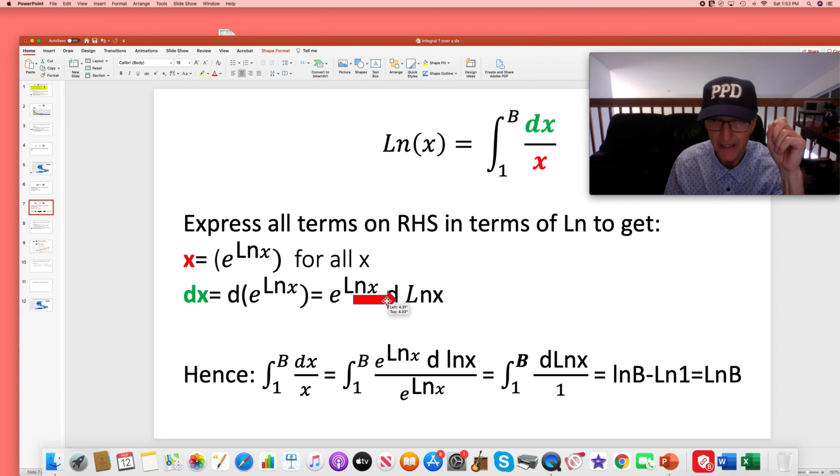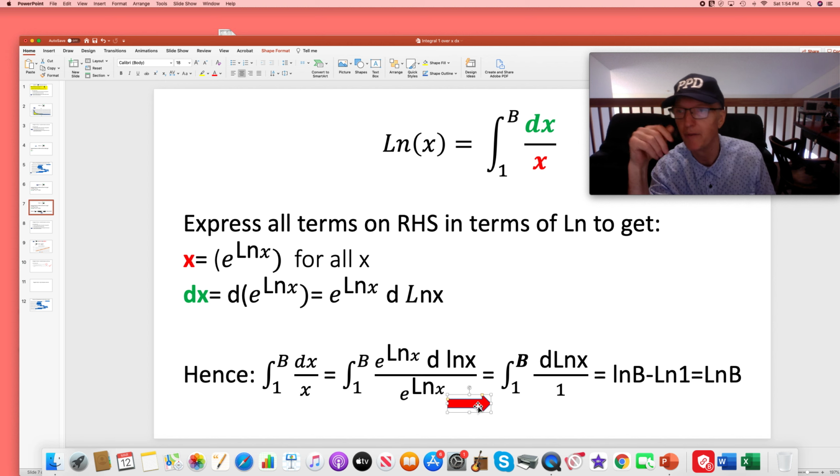Now, this is where a person deriving this starts to get very happy, because, look, on the top you have e to the ln x here, and on the bottom you have e to the ln x. Those cancel out, and you end up with just 1 on the bottom. Now, if you have 10 on the top and 1 on the bottom, it's just the same as 10, so you don't even have to write it. So we have it here that it is equal to the integral of d ln x over 1.